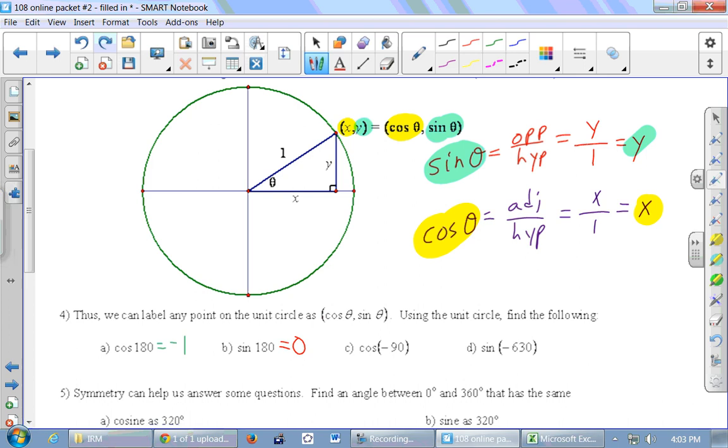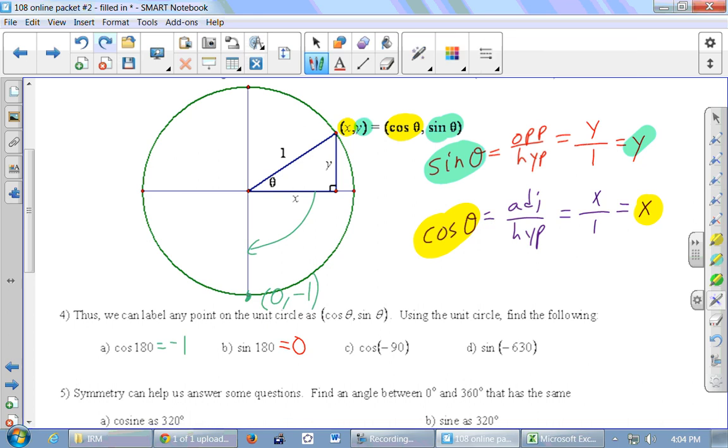Cosine of -90. Negative means rotate clockwise. -90 must be there. Here's the point. What are the coordinates of this point? Let's see. It's a 0, and then it's down 1. So -1 there. And is cosine the x or the y? Cosine is always, always, always the x. So this is really asking you for the x. The x is 0. So in this case, the answer is 0.